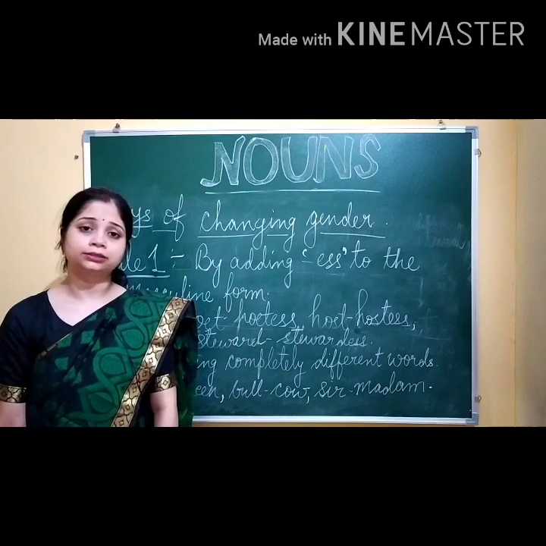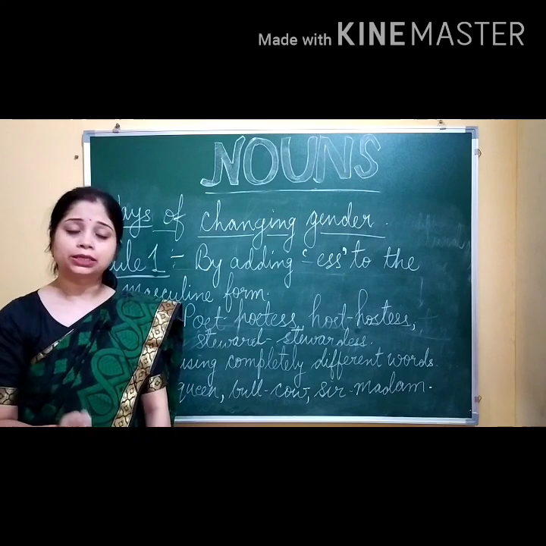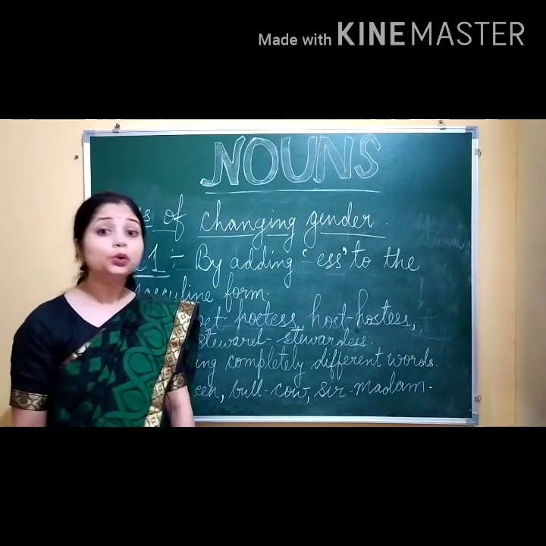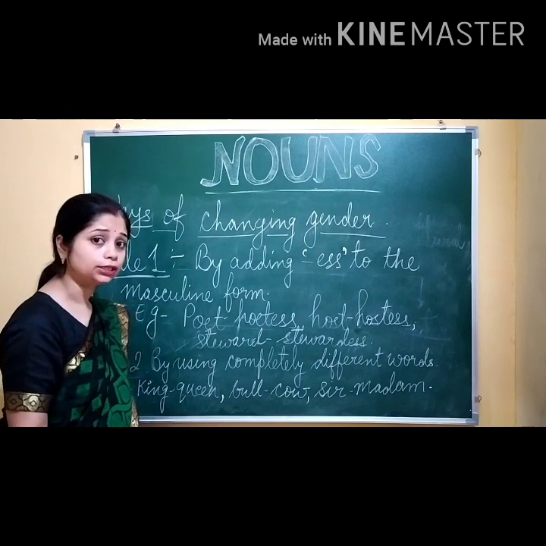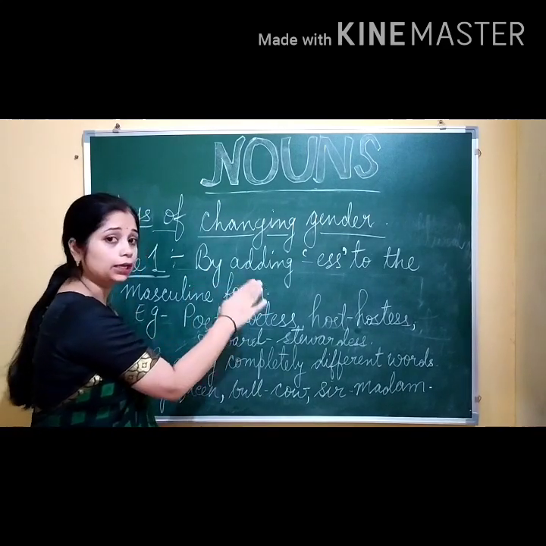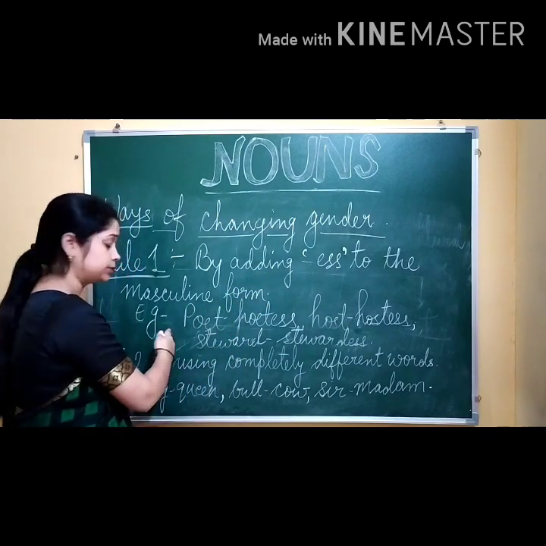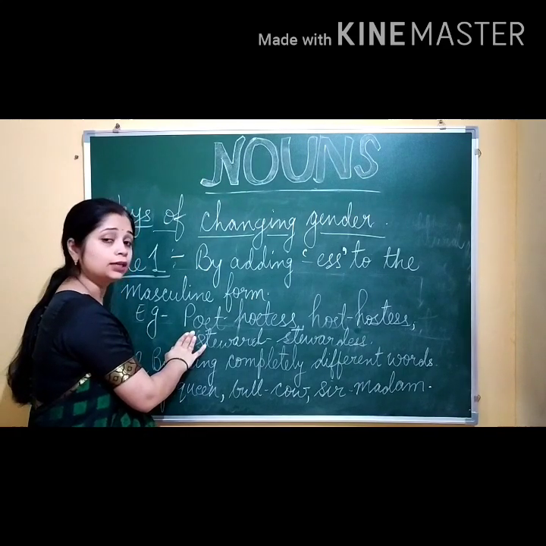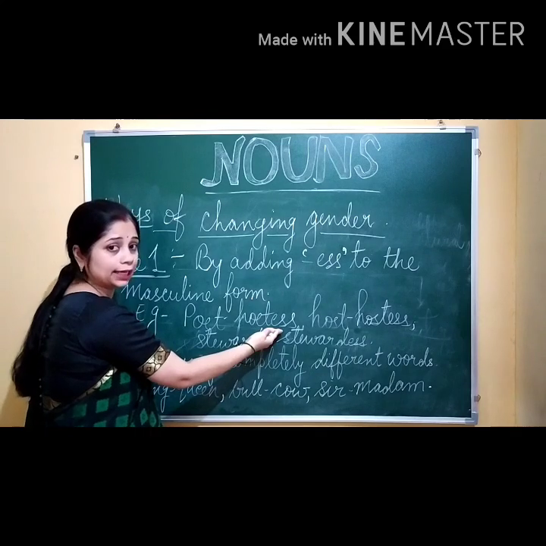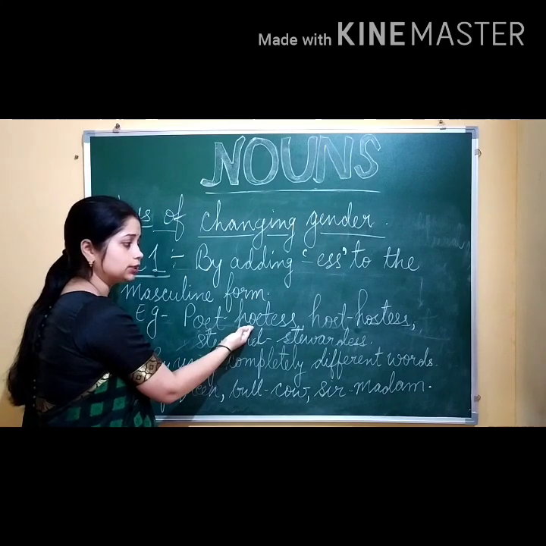Dear children, let's discuss ways of changing gender from masculine to feminine. Rule 1 says we can change the gender by adding ESS to the masculine form. Let's take a few examples. The masculine form is poet, and if we add ESS, it becomes poetess, which is a feminine gender.